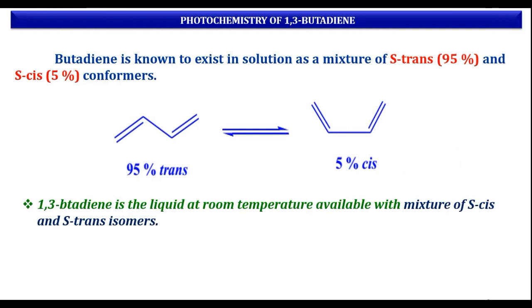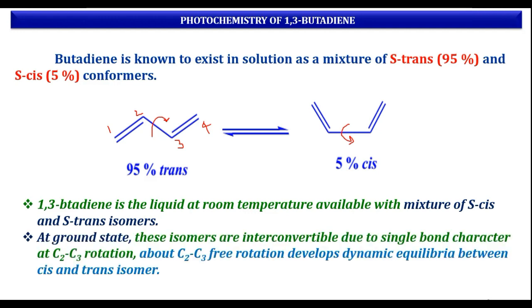So now, how are these converting from one to another? You see, 1,3-butadiene, so this is the first carbon, second carbon, third and fourth. Now, the 1,3-butadiene undergoes rotation around the C2-C3 sigma bond. This C2-C3 sigma bond converts the trans isomer into cis, then the cis isomer into trans. So how are these converting? Due to rotation around the C2-C3 sigma bond.